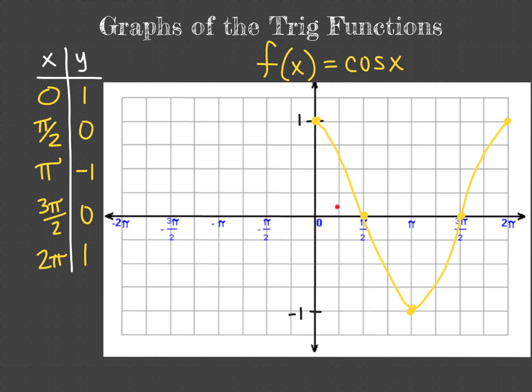Now, how about these points in the middle? This would technically be the halfway point between 0 and pi over 2 right here. That would be pi over 4. The cosine of pi over 4 is root 2 over 2, which as a decimal is 0.7. And so this is approximately 0.7. Here, the cosine at 3 pi over 4 is negative root 2 over 2, or negative 0.7, and so on. So these are the 5 main points on our cosine graph, starting at 1, going through 0 down to negative 1, back up to 0, and ending again at 1.